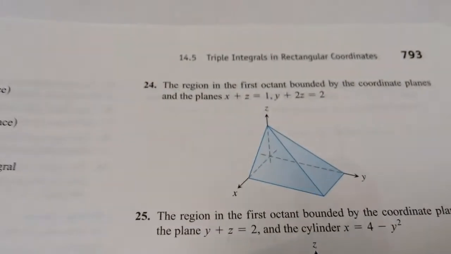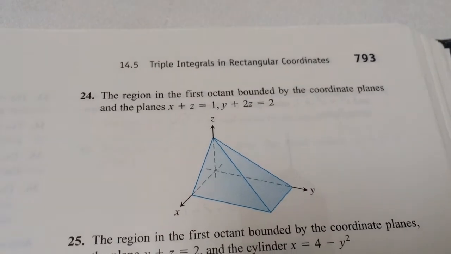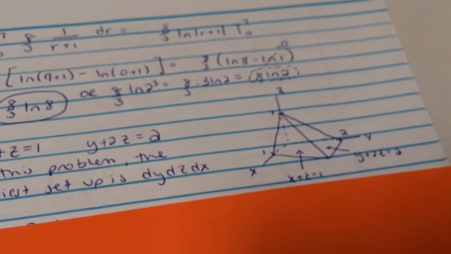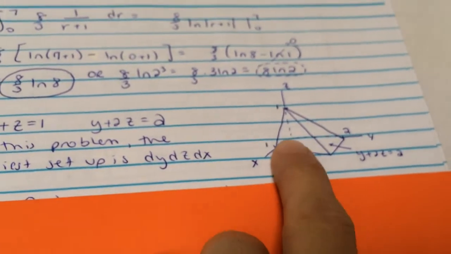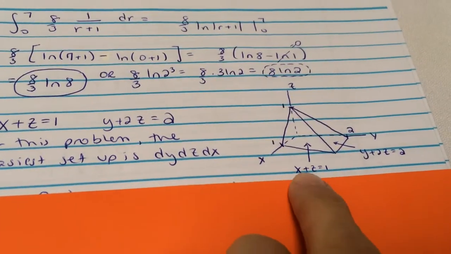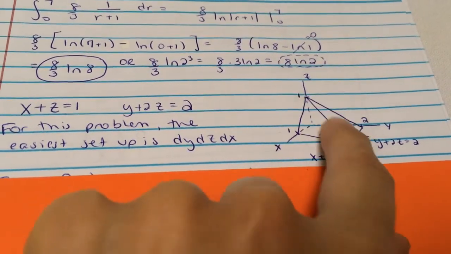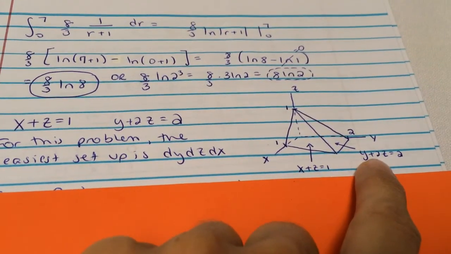So we're going to look at 24. Here's the picture. I drew it in my notes, but it looks better in the book. Here it is, and I've labeled them. This front one, that's the x plus z equals 1. This side one, that's the y plus 2z equals 2.